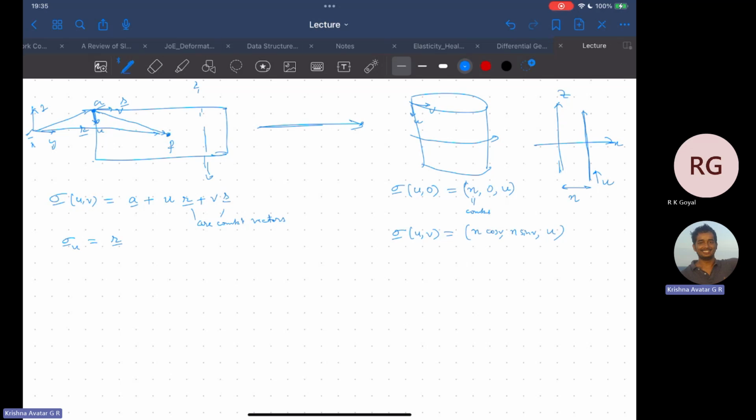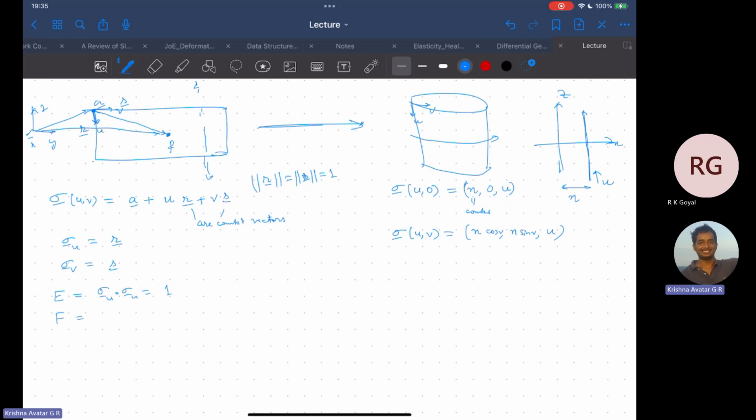So sigma u is equal to r, and sigma v is equal to s, and let both of them be unit normed. Let the norm of the r vector equal the norm of the s vector equal 1. This will simplify our things later. Now let's take a look at E, the first fundamental form. So E is equal to sigma u dot sigma u, and r dot r is 1.